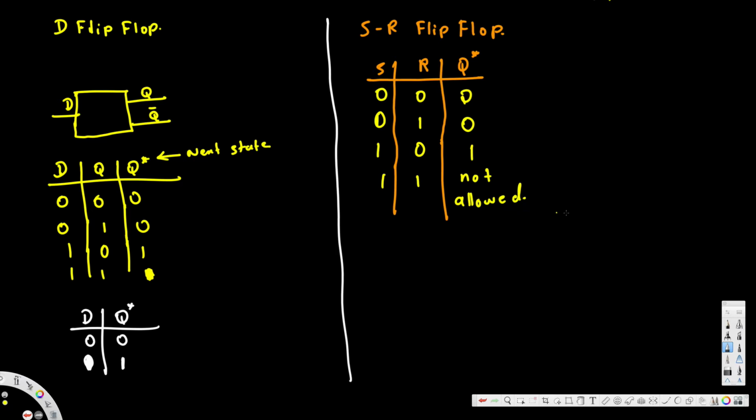Okay, so that is the SR flip-flop. Here we will have S, R and Q, and after that Q bar.